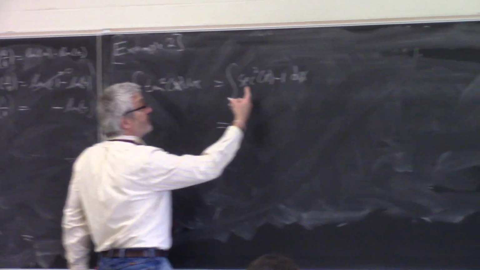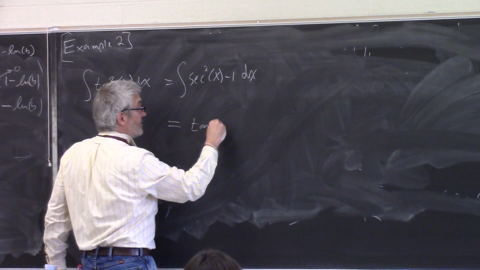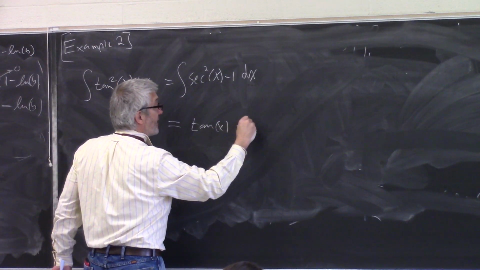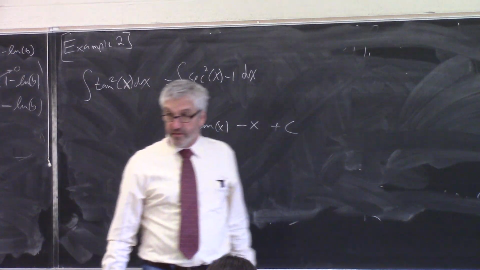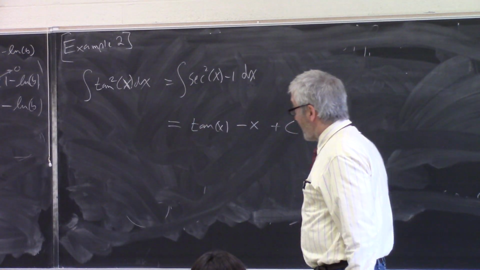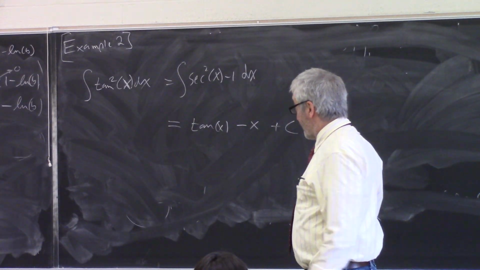Now the cool thing about this is secant squared is a basic integral. This is tangent of x. And the integral of 1 is x. And that's it. That's all there is to that integral. You'd think that that's going to be harder than that one over there, but it's not. It's weird that it's this simple.